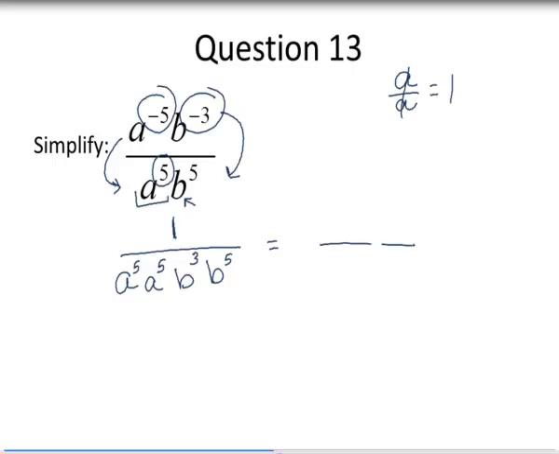So now we just need to simplify this a little bit. We're going to put these a's together under one base. When these bases multiply, the exponents add. So we have a to the 10. Same thing with the b's. When the bases multiply, the exponents add. So we have b to the 8. 1 over a to the 10th, b to the 8th. That's the answer.